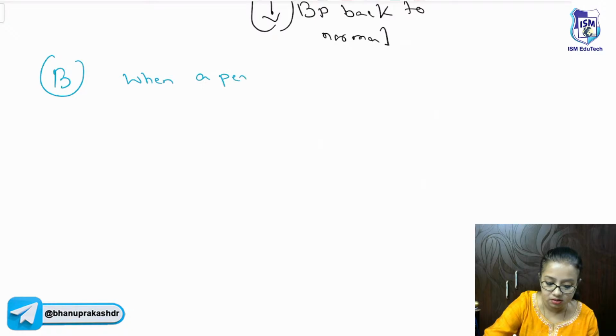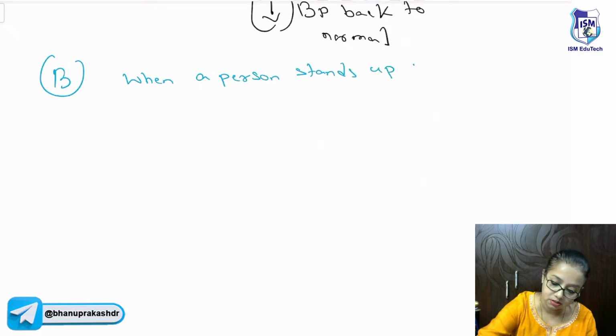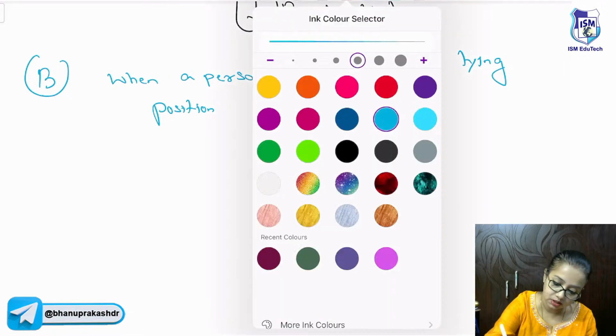Now, if the position is changed, like our scenario B, when a person stands up from lying position, okay?